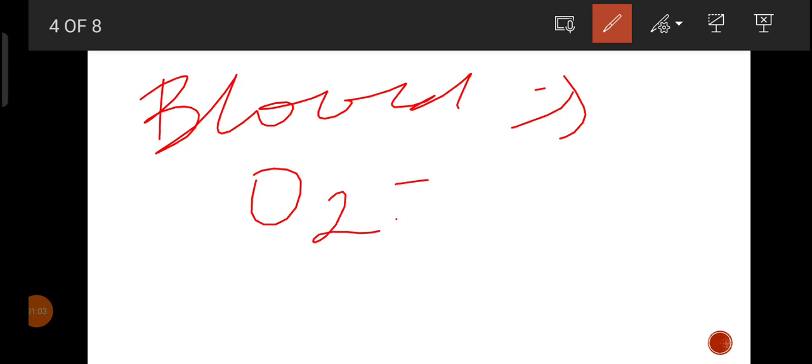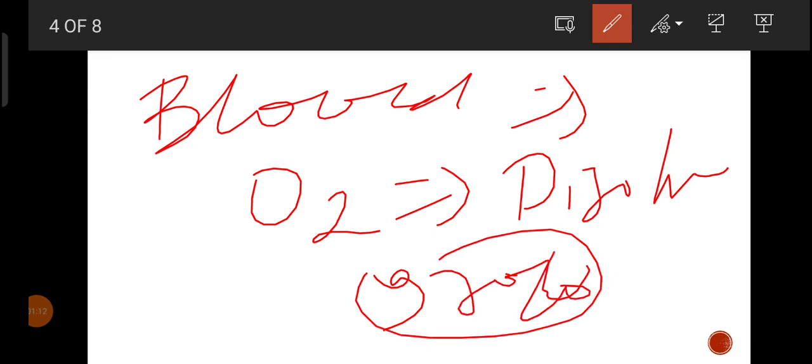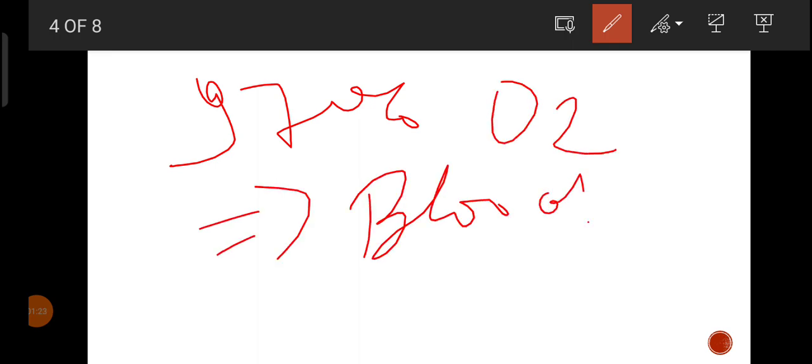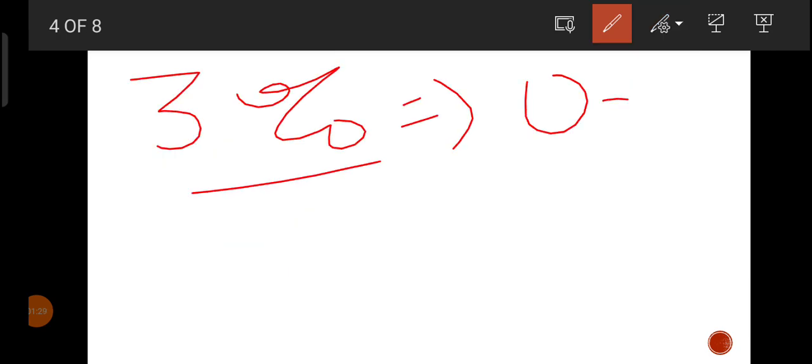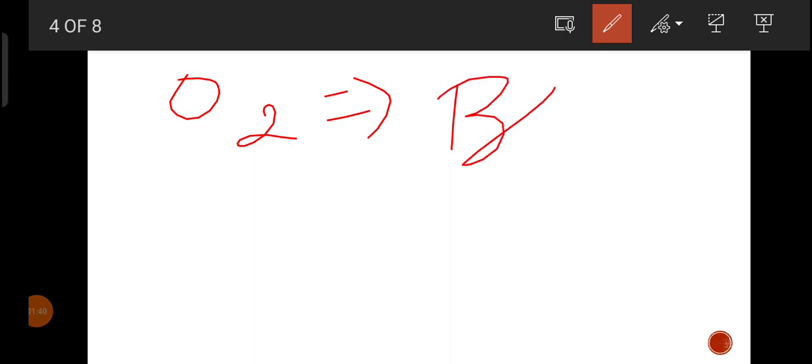In the case of blood, about 97% of oxygen is actually transported by blood, and the remaining 3% of oxygen actually dissolves in plasma and is then transported. So we saw here that oxygen is transported by two systems. The first one is blood, and the second one is plasma.